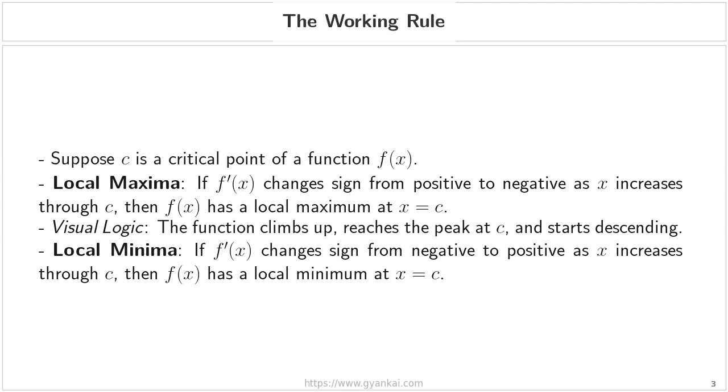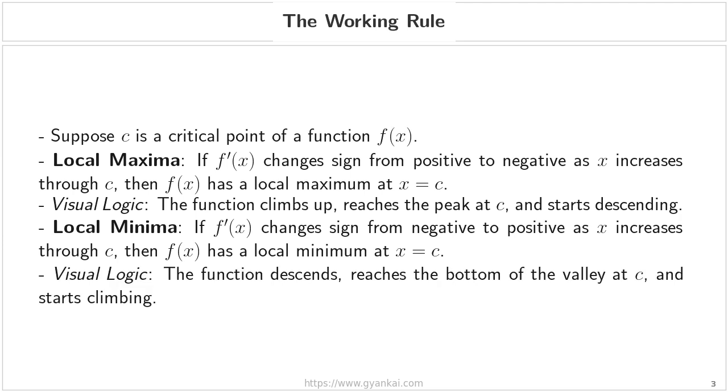Next, let's look at local minima. If f prime of x changes its sign from negative to positive as x increases through c, then the function f of x has a local minimum at x equals c. In terms of visual logic, this is like entering a valley. The function descends, reaches the bottom of the valley at c, and then begins to climb back up. Once you are comfortable with this logic, we can move on to the specific step-by-step procedure to apply these rules to solve actual problems.